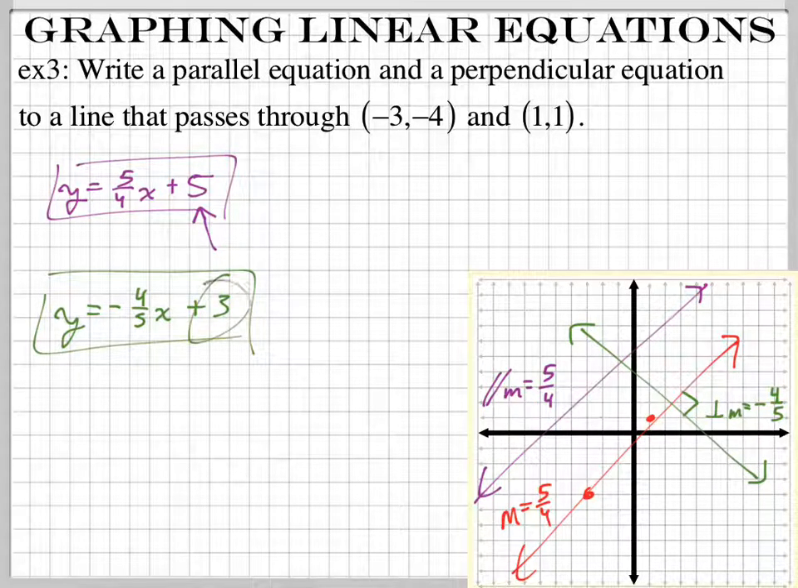And I can pick this because it didn't give me an exact point. This problem didn't give me an exact point to make an equation.